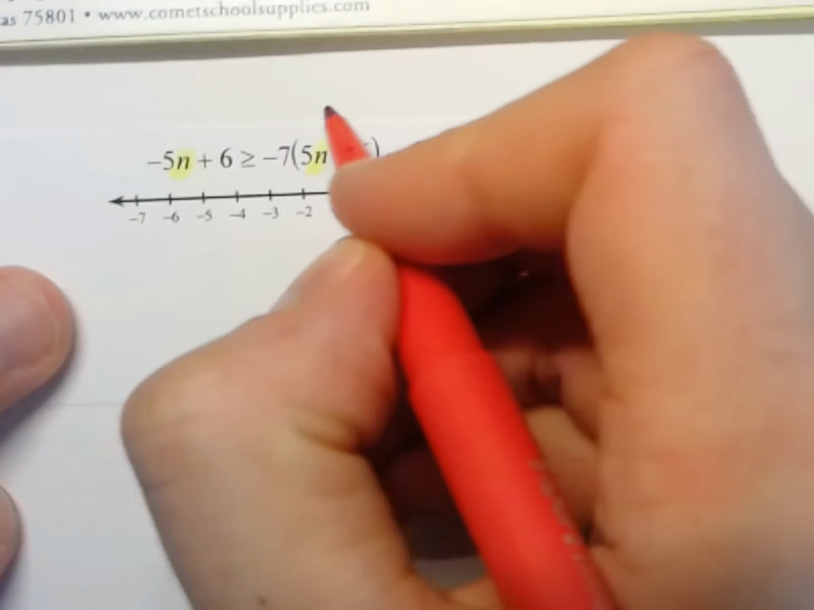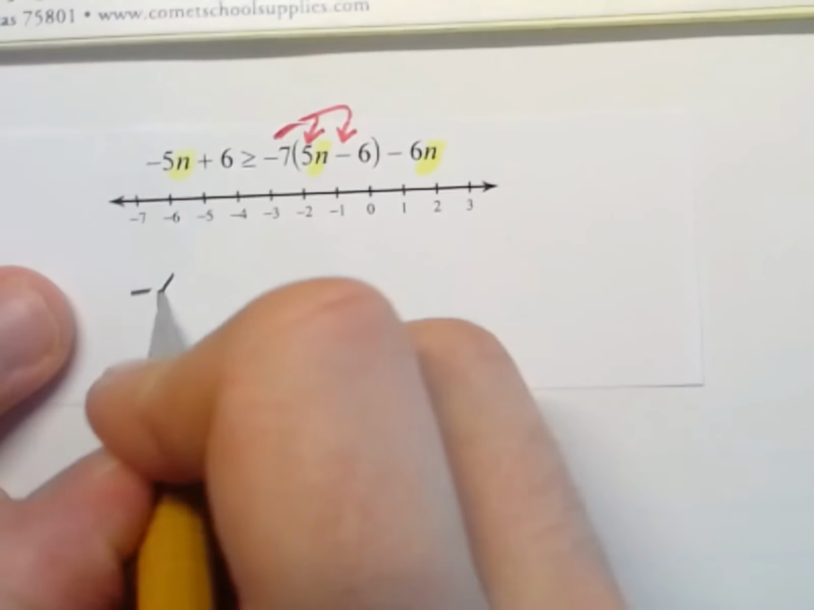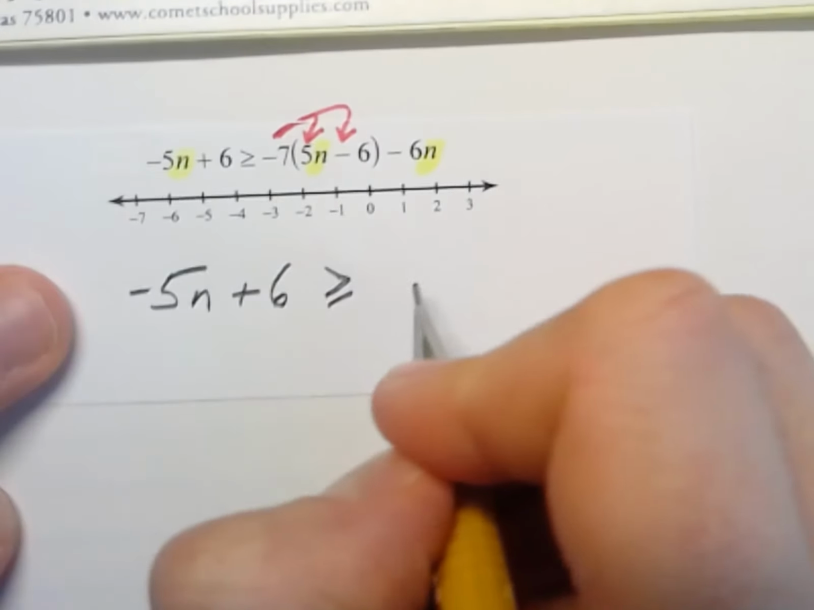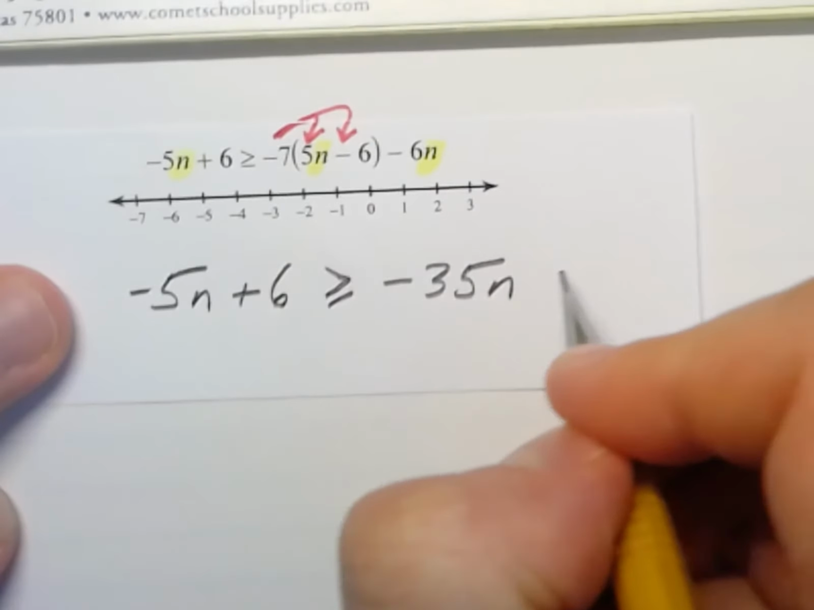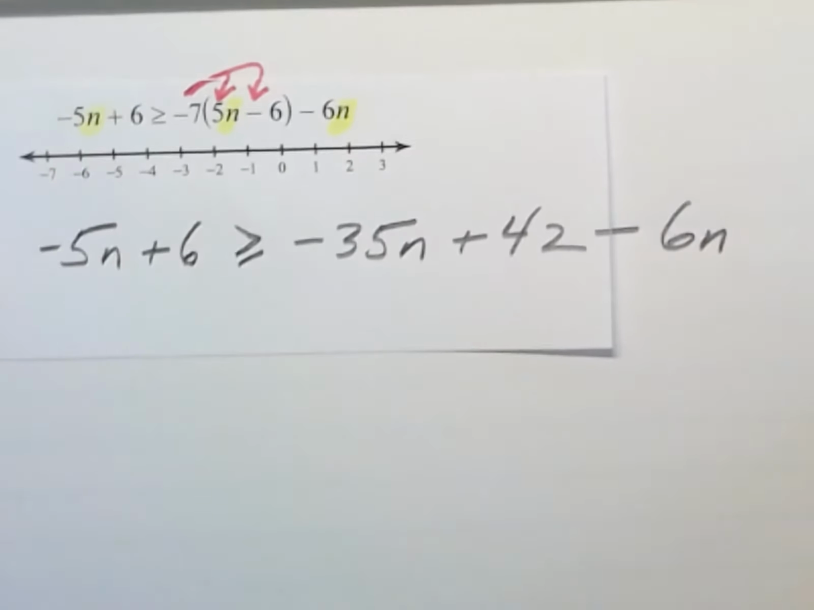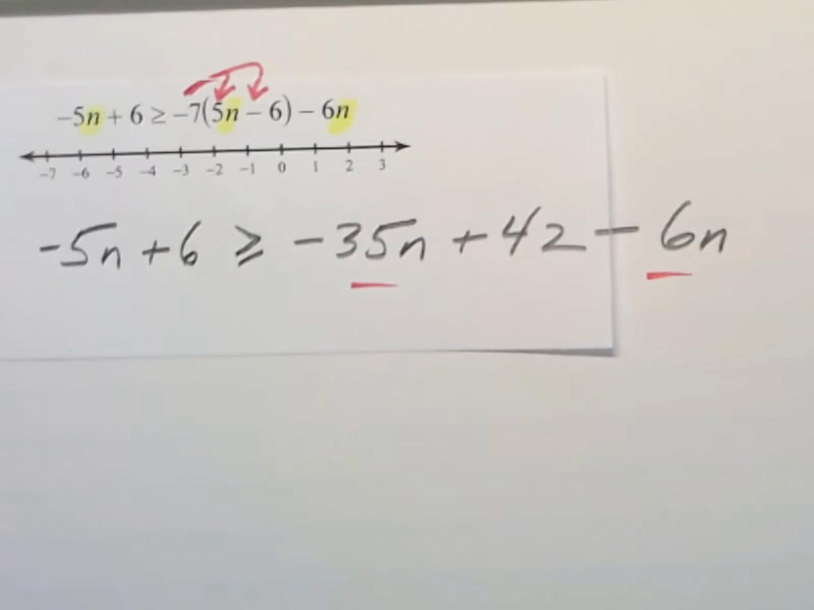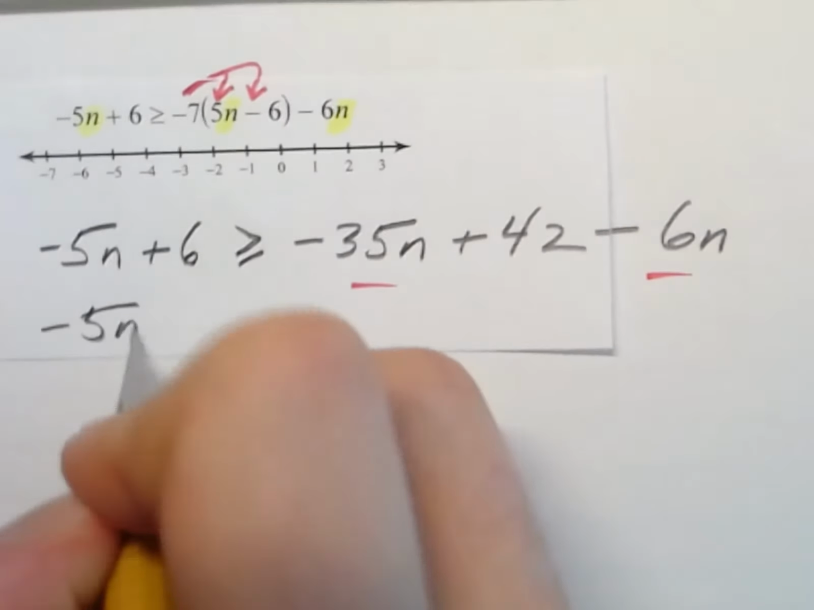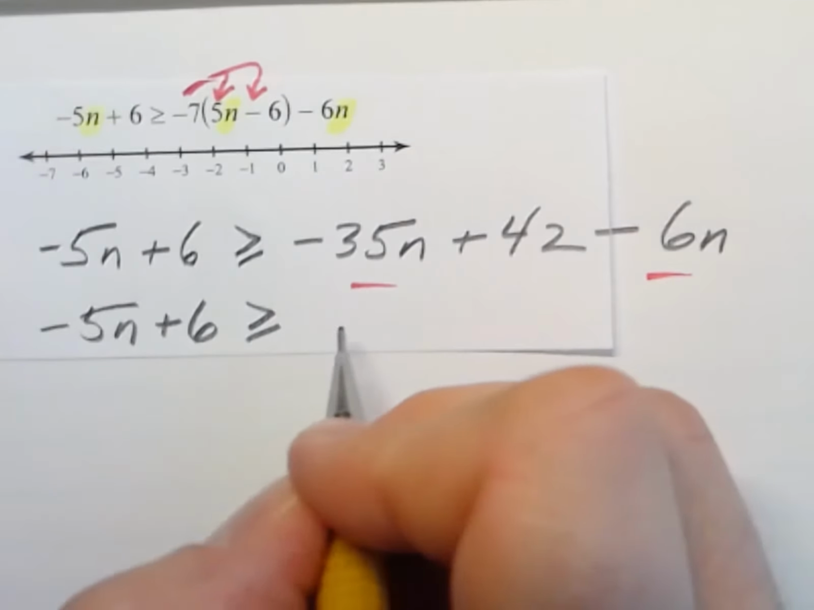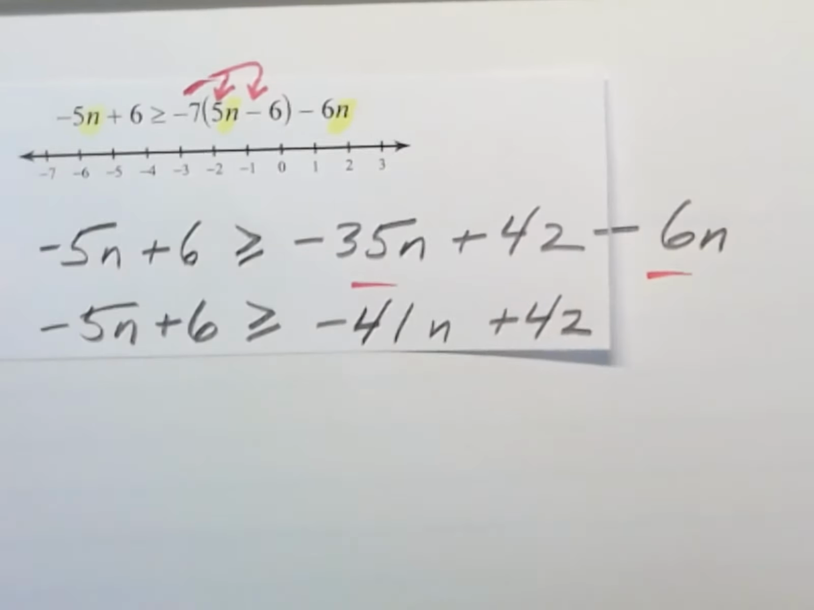So in order to do that, let's go ahead and distribute right there. On the left-hand side, I have minus 5n plus 6. I have not done anything to change the sign, and here I'm going to have a minus 35n and a positive 42, and then my minus 6n on the end. Okay, so now I can start combining terms. If I combine the two n's right there, then I'm going to have minus 5n plus 6. Haven't done anything to change the sign yet. Minus 35 minus 6 is going to be a minus 41n. And then I have plus 42 right there.